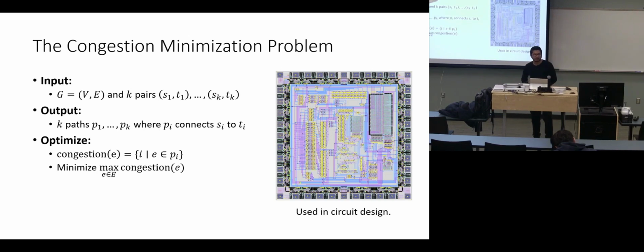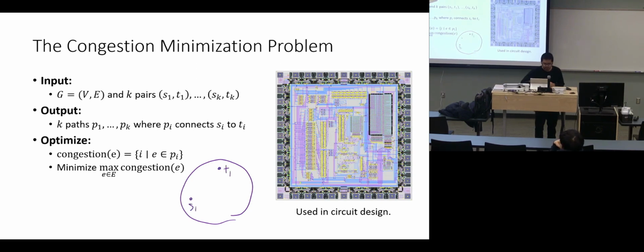So let's see a bit more advanced example. I want you to see a nice problem called congestion minimization. In this problem, you have a graph, and then you have K pairs of nodes S1, T1, S2, T2, and so on. What you need to do is to find a path from S1 to T1 and from S2 to T2. Just return K paths.